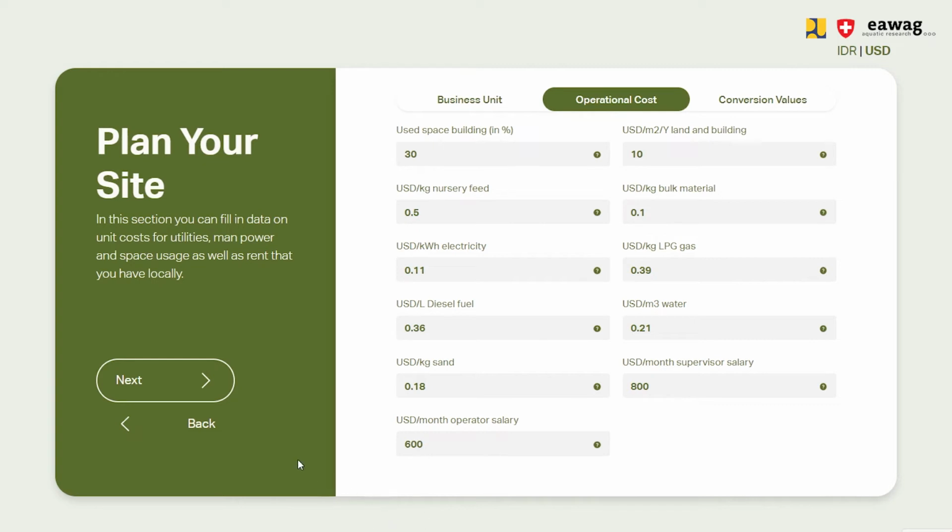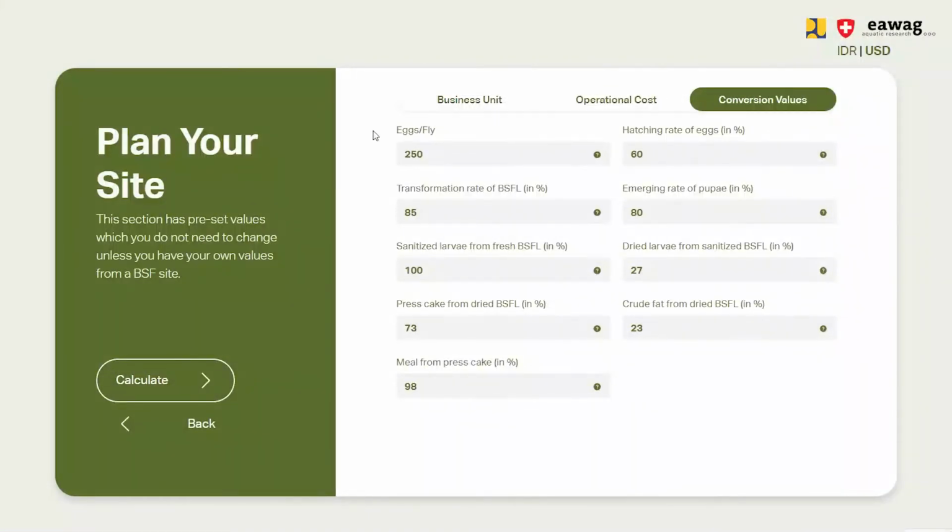We move on to the third and last inputs page. This input page concerns all conversion values. Before I start explaining all the different sections here, I must mention that it's very difficult, again, for you, without having any experience in rearing or treating waste using black soldier flies, to fill in these values. And that's why, as with the other three pages that we went through, all values are already pre-selected here, based on results from our pilot site.